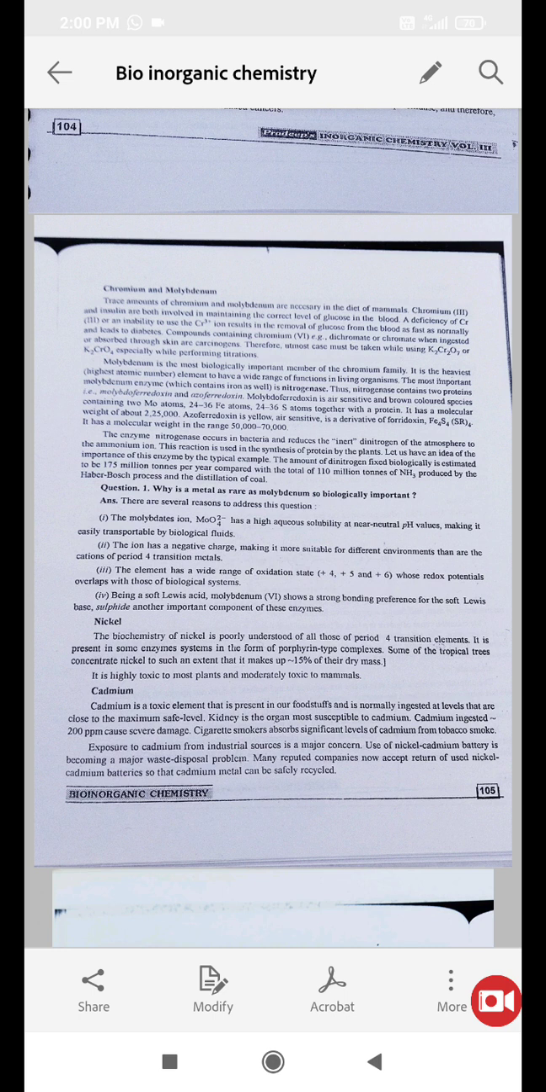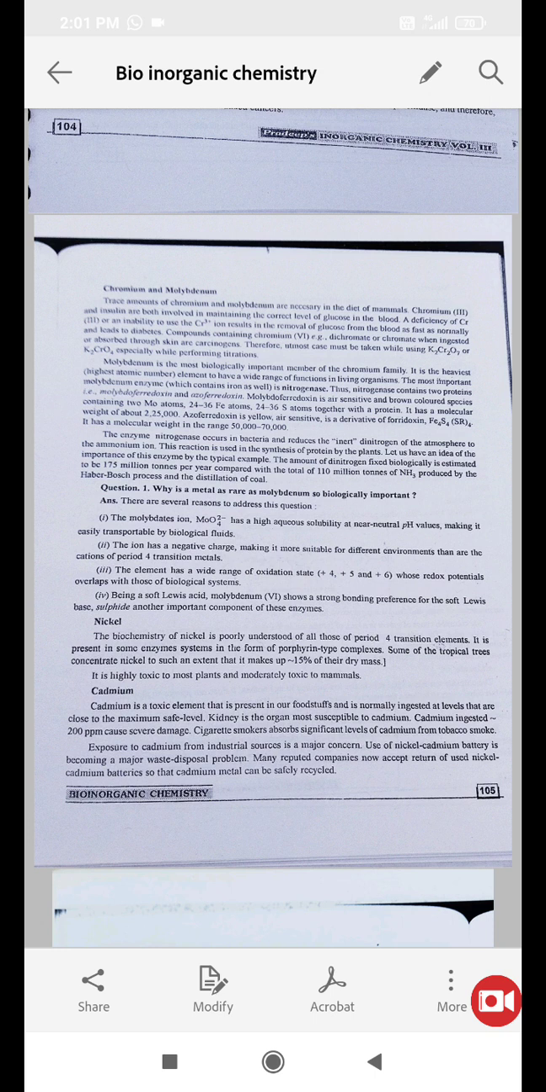The enzyme nitrogenase occurs in bacteria and reduces the inert dinitrogen of the atmosphere to ammonia. This reaction is used in the synthesis of protein by the plant. Let us have an idea of the importance of this enzyme by a typical example. The amount of dinitrogen fixed biologically is estimated to be 175 million tons per year, compared with the total of 110 million tons of ammonia produced by the Haber-Bosch process and the distillation of coal.